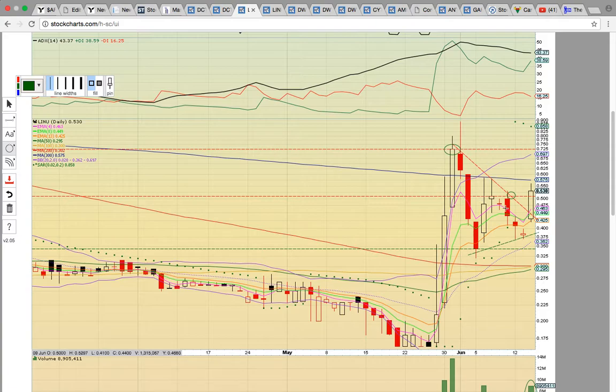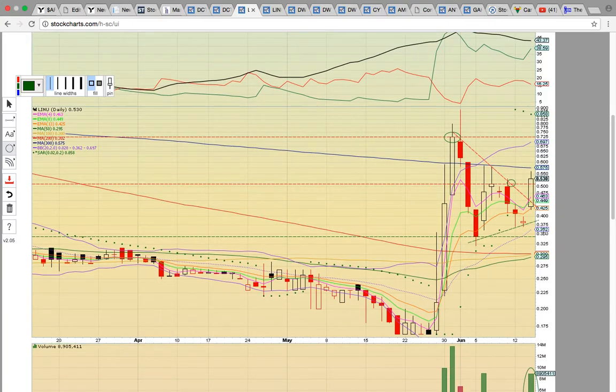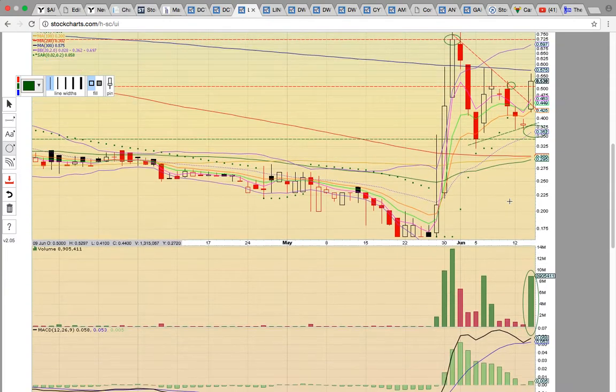It's been in this channel here. You know, it pulled back, found support, and now it's back at the top of this channel. So it needs to bust through to head higher. If it does pull back, the key level to hold is going to be this middle Bollinger Band. It needs to hold that in order to keep the uptrend going.